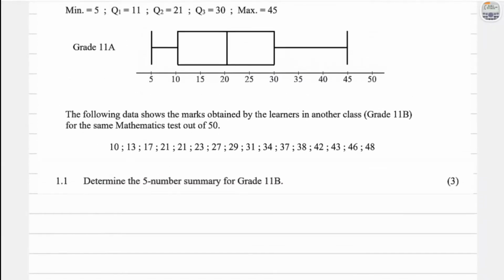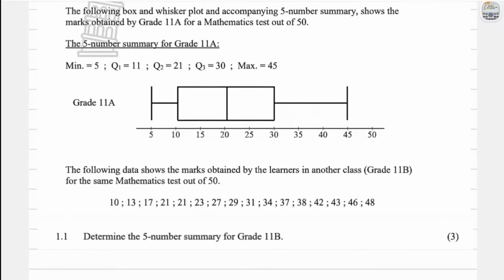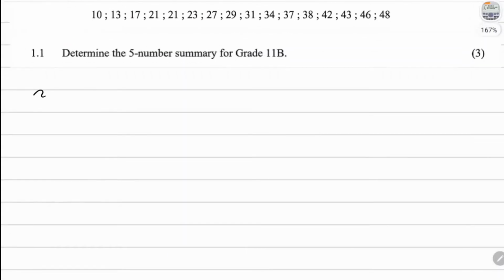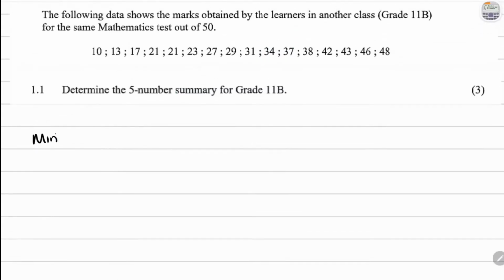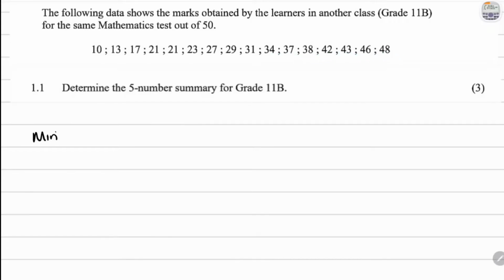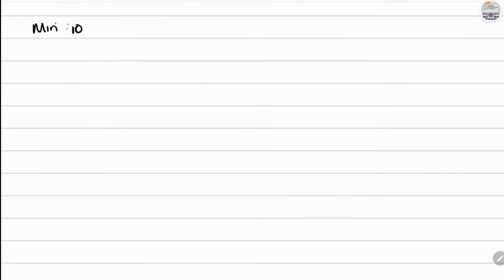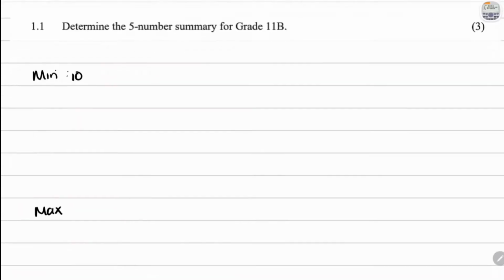For the 5-number summary for grade 11B, we're going to find the minimum, Q1, Q2, Q3, and the maximum. Let's start. With the minimum, it's quite simple. You just have to take the lowest number in the data set. But first of all, you need to make sure that your data is in ascending order. If you look at this data set, yes, it is in ascending order. So the minimum value is 10. And we know the maximum, the highest, is 48.